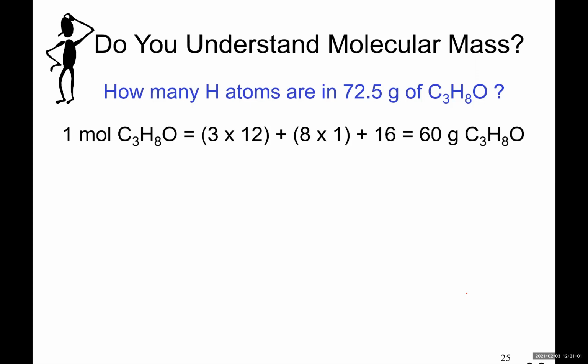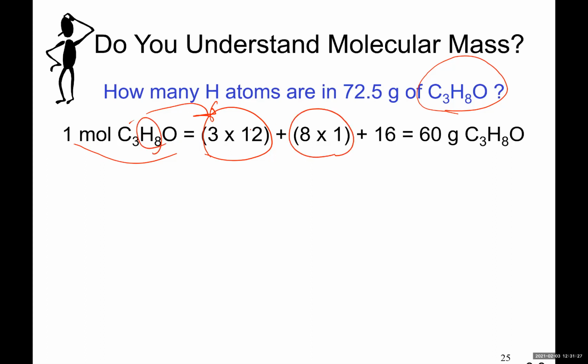Can I say I can calculate molar mass? Remember, we solved chemistry problems. The key in solving chemistry problem is mole. What is mass of 1 mole of C3H8O? Simply 3 carbons, multiply mass of carbon by 3, 8 hydrogens, 8 times mass of hydrogen, 16, 1 oxygen. All of these are grams, and that gives you mass of 1 mole of C3H8O.